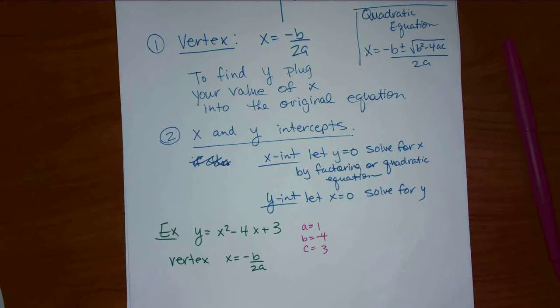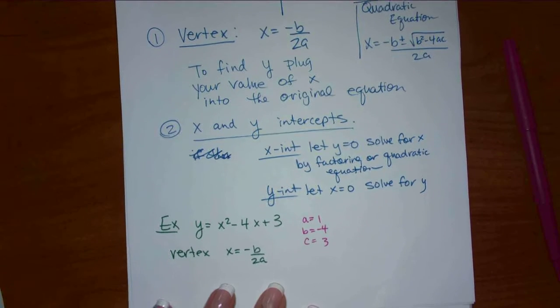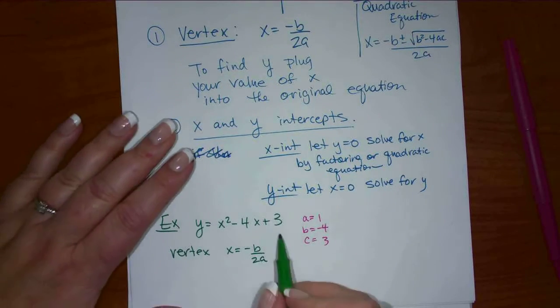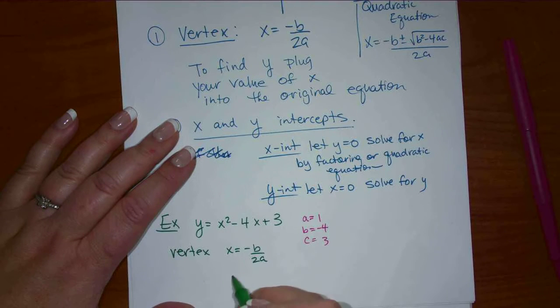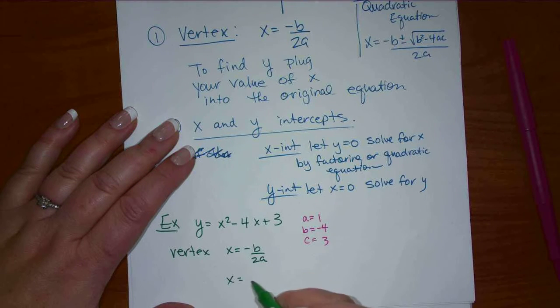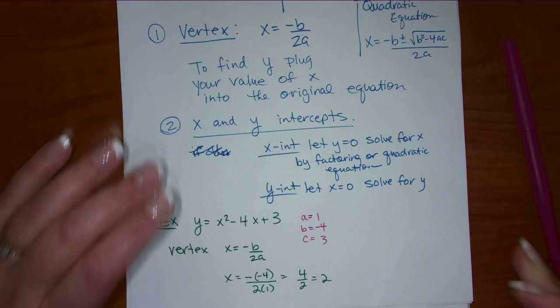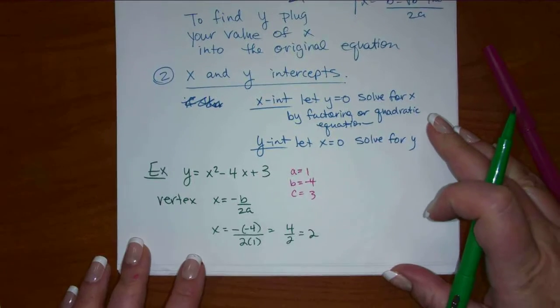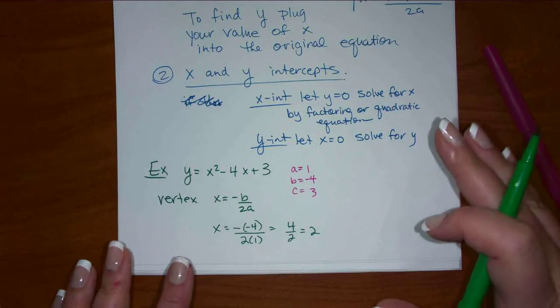Okay, those are a, b, and c. a is 1, b is minus 4, and c is 3. We don't need c for the vertex. So minus b, minus minus 4, over 2 times a. So we get x is 2. Now that's not a point yet, but it's part of the vertex.